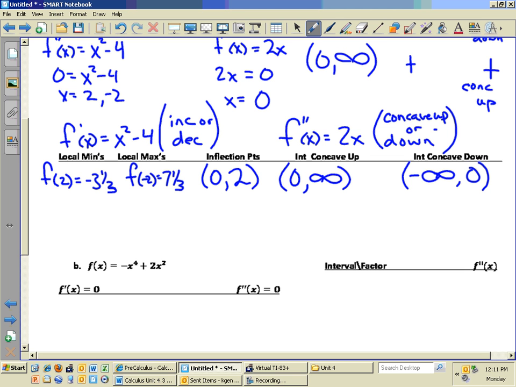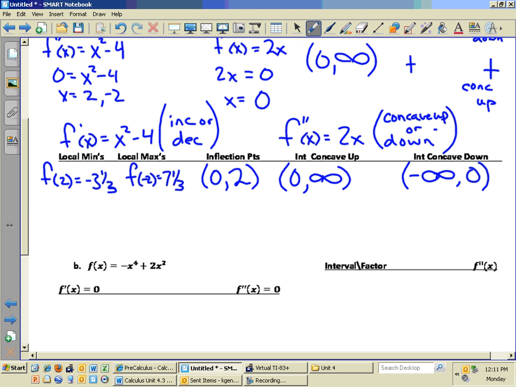So I could ask you, hey, is the function concave up or concave down at x equals 1? And you would plug 1 into here, and you'd say 2 times 1 is 2. That's positive, so it must be concave up at that point. I could say, well, is the function increasing or decreasing at 1? Well, you would plug it in here. 1 squared is 1, minus 4 is negative 3, so it must be decreasing. So at the point 1, it's decreasing, but it's concave up.